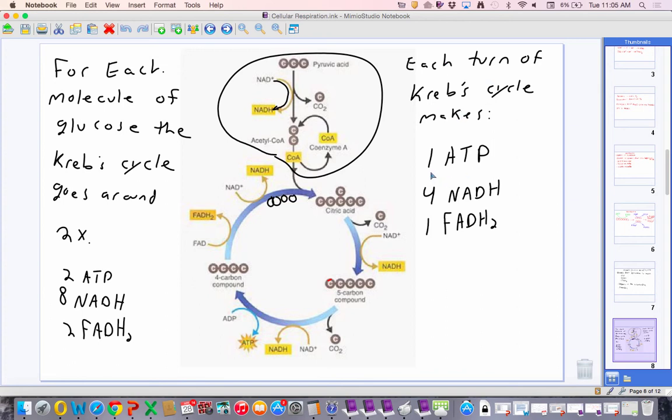So for each turn of the Krebs cycle, you get 1 ATP, 4 NADH, and 1 FADH2. Remember, we started with 1 pyruvic acid, and you get 2 pyruvic acids for each molecule of glucose. So for each molecule of glucose, the Krebs cycle goes around twice, 1 for each pyruvic acid. So for each molecule of glucose, the Krebs cycle will give you 2 ATP, 8 NADH, and 2 FADH2.